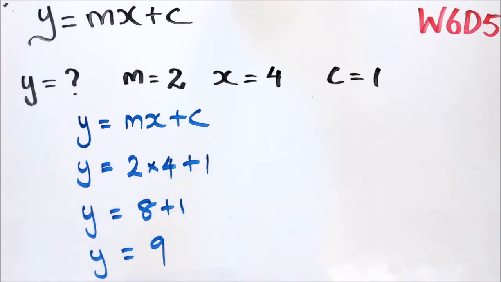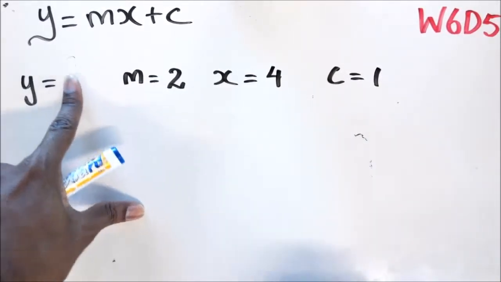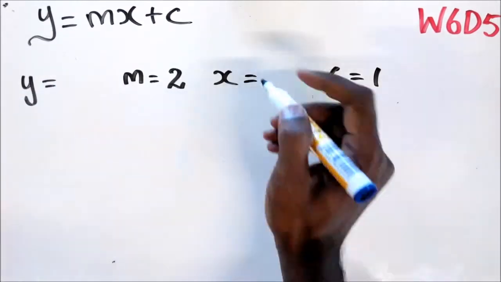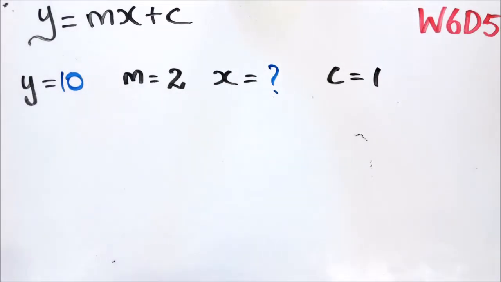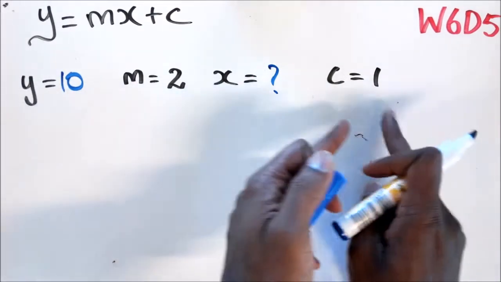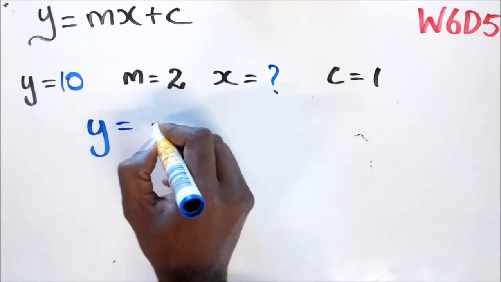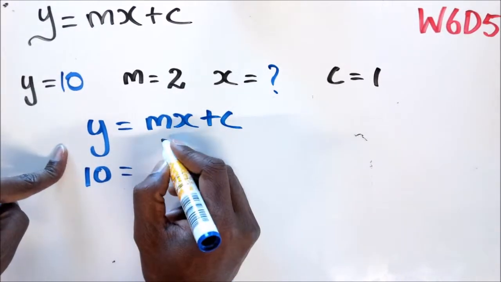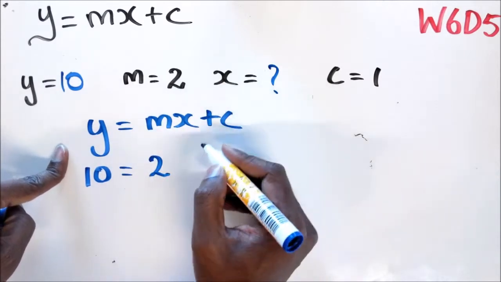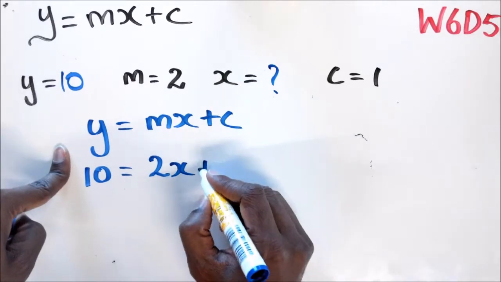But here's the thing, sometimes it's not as straightforward. Let me show you another example. Say you have been given the y value, but you're asked to figure out what x is. Let's say in this case y is equal to 10. So we've got y, we've got m, we've got c, but we don't have x. We write the equation first: y equals mx plus c. We know that y is equal to 10, m is equal to 2, x we don't know, so we leave it as x by itself, and we know that c is equal to 1.